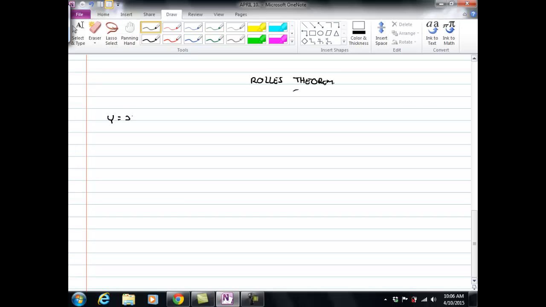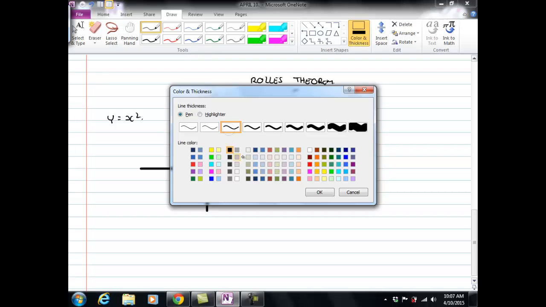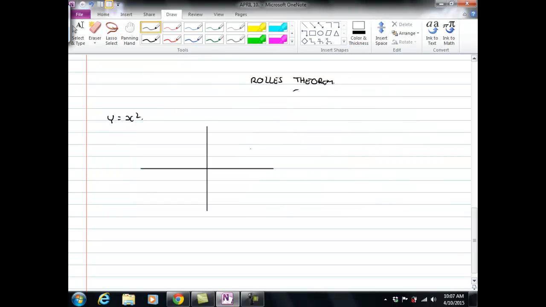y equals x squared. Most of you can quickly sketch this graph. If I were to look at y equals x squared, the graph looks something like this. It's a simple parabola. It keeps on going. And here's what Rolle's theorem states. It's a very simple concept.